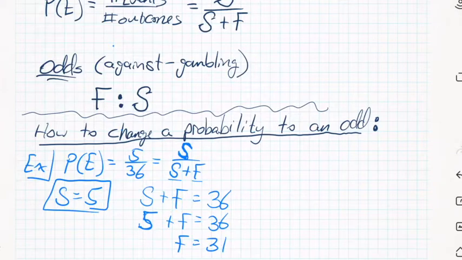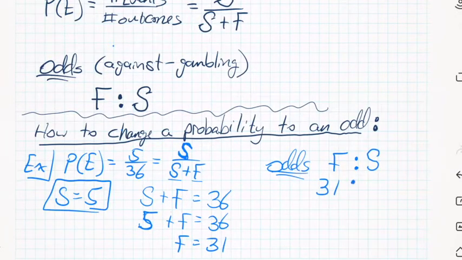So when I write this as an odd, you put the word out here, but technically you don't have to. So the odds of this happening are going to be failures compared to successes, and therefore it's going to be 31 to 5. So that would be its odds against, and we're just going to call them odds from now on.